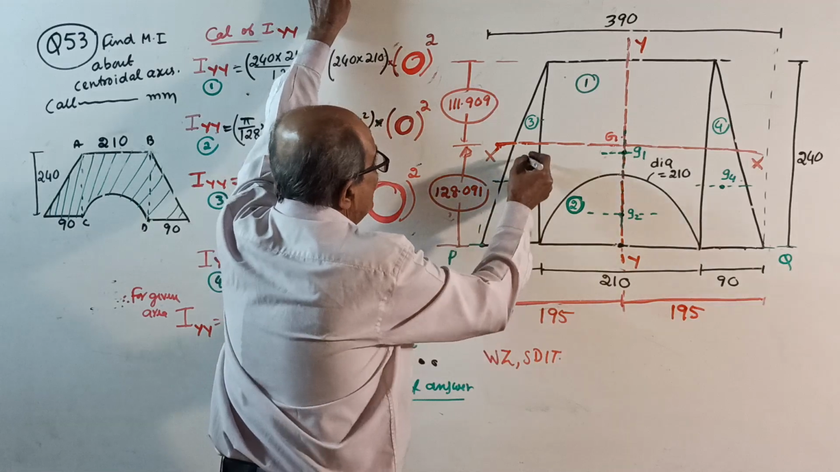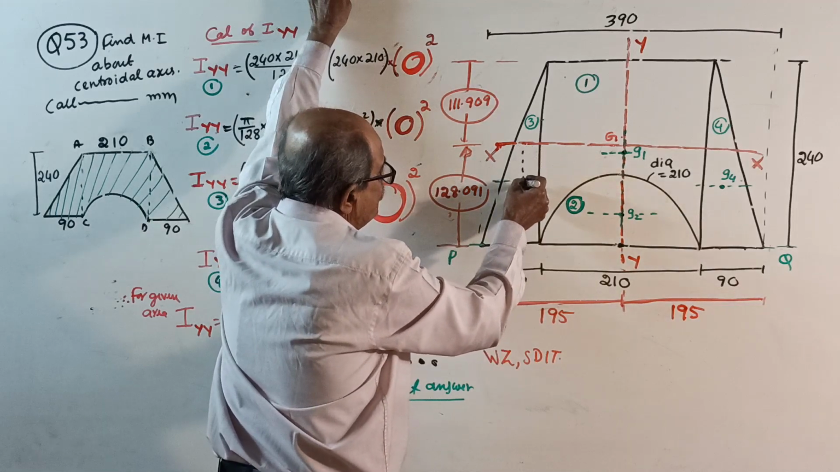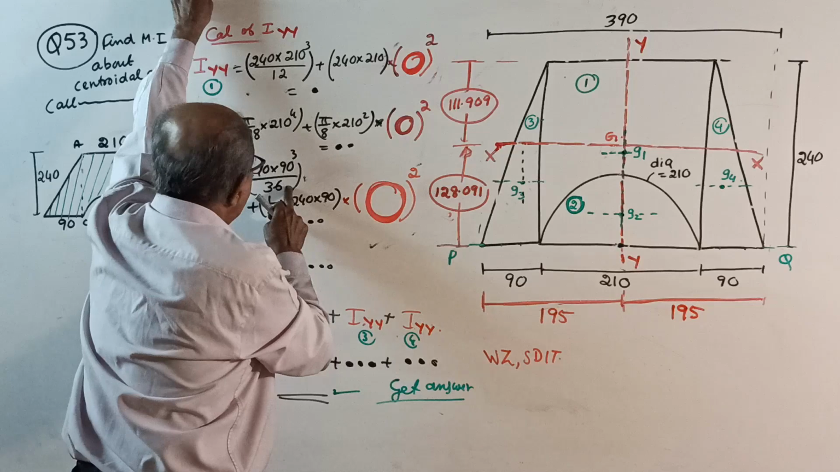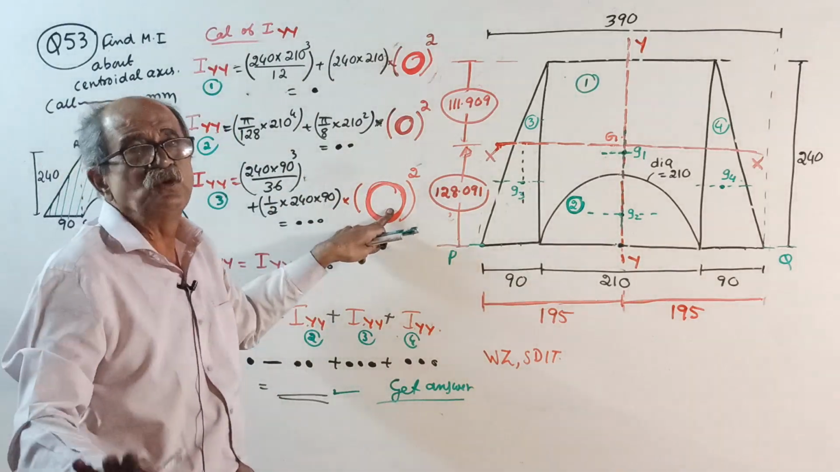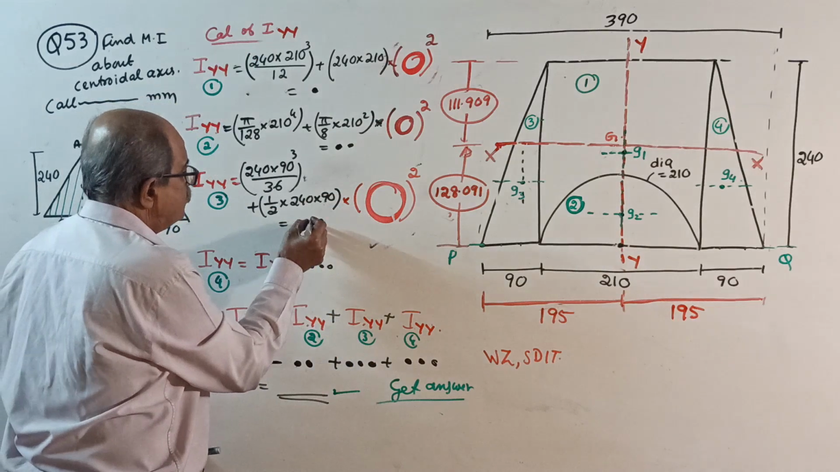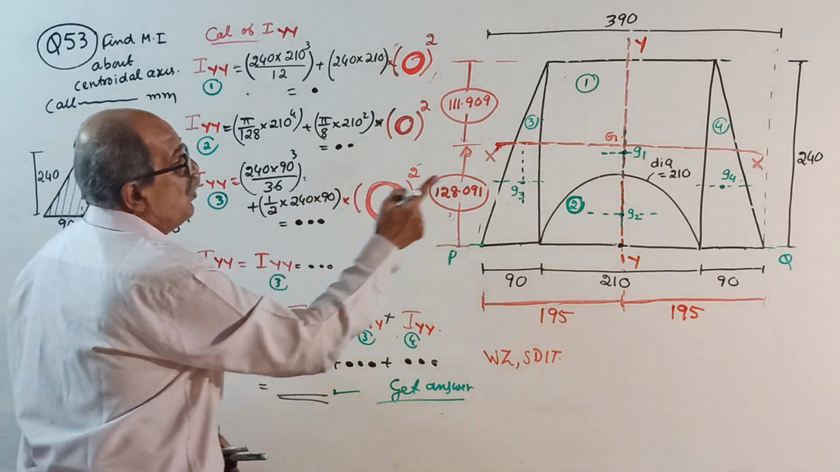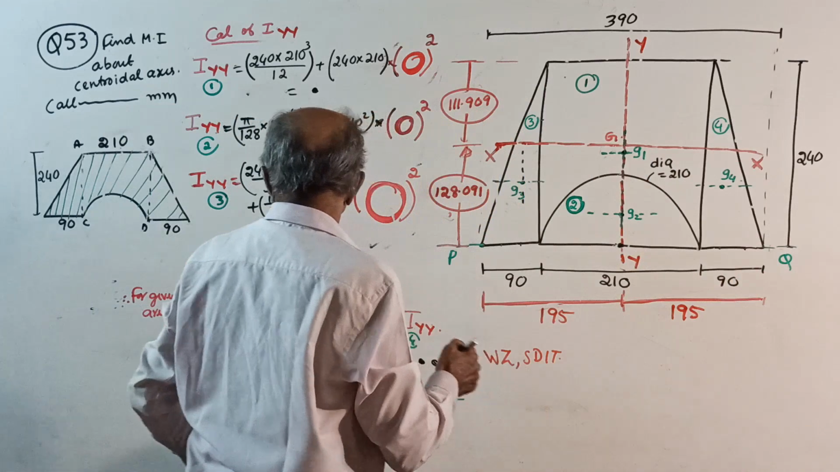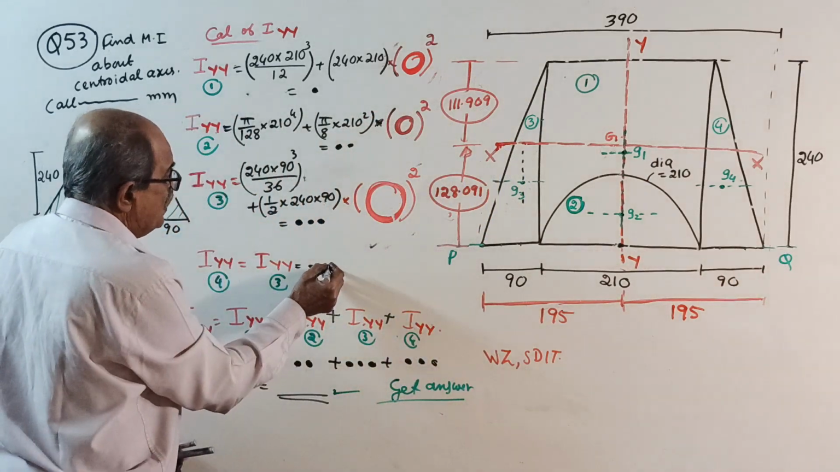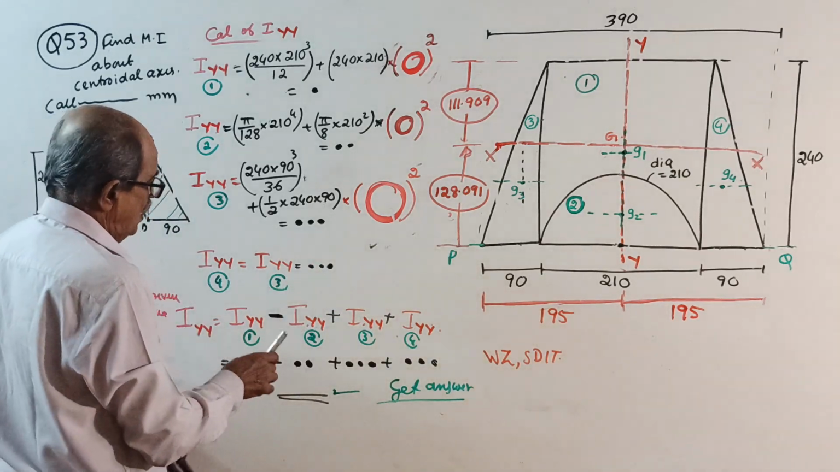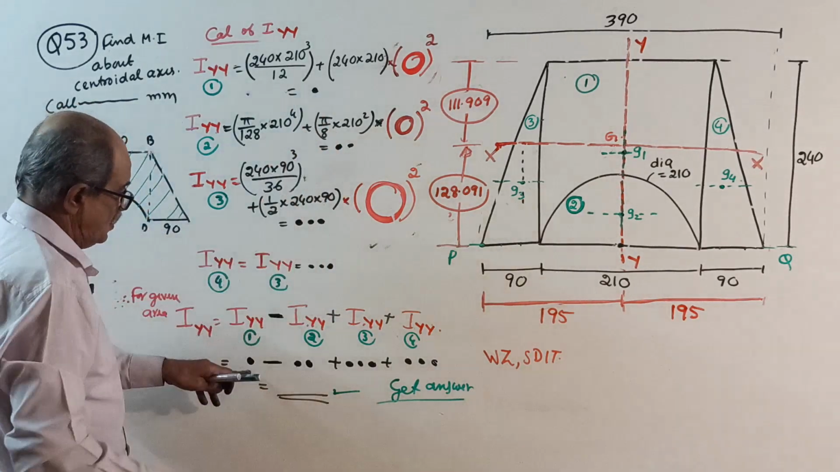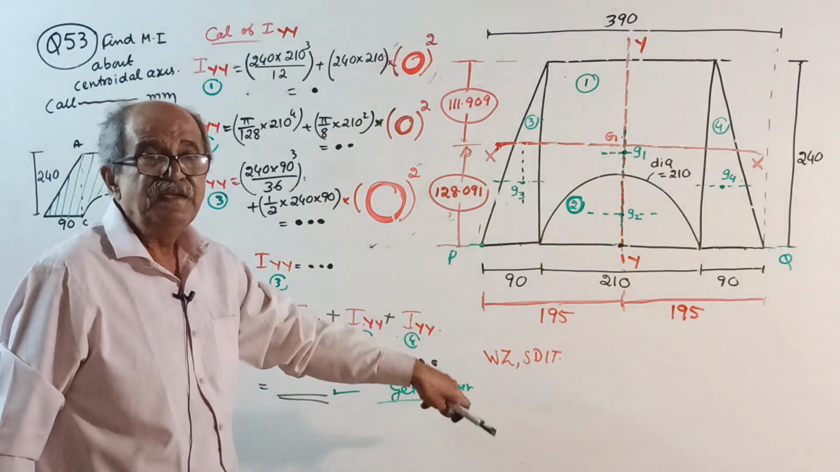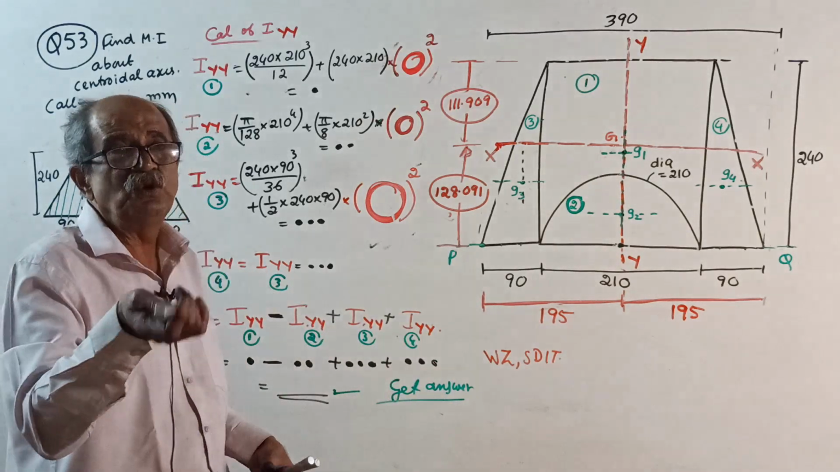Lastly, for 3, I about its own centroidal axis parallel to YY: 240 into 90 cube by 36, plus area into 0 square. Let it be triple dot. IYY for 4 is the same as IC with respect to YY, both are symmetrical, same as IYY for 3, triple dot once again. So final IYY equals IYY for 1, that is dot, minus double dot, plus triple dot, plus triple dot. Get the answer, because there is one more solution.